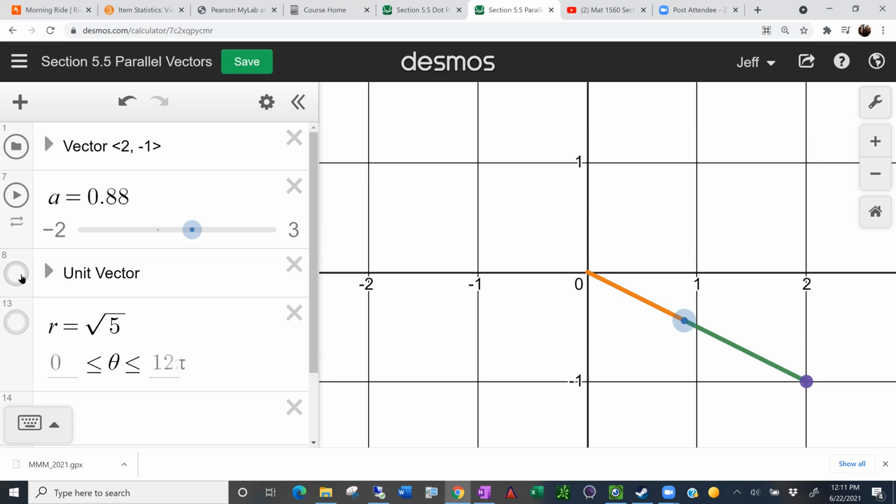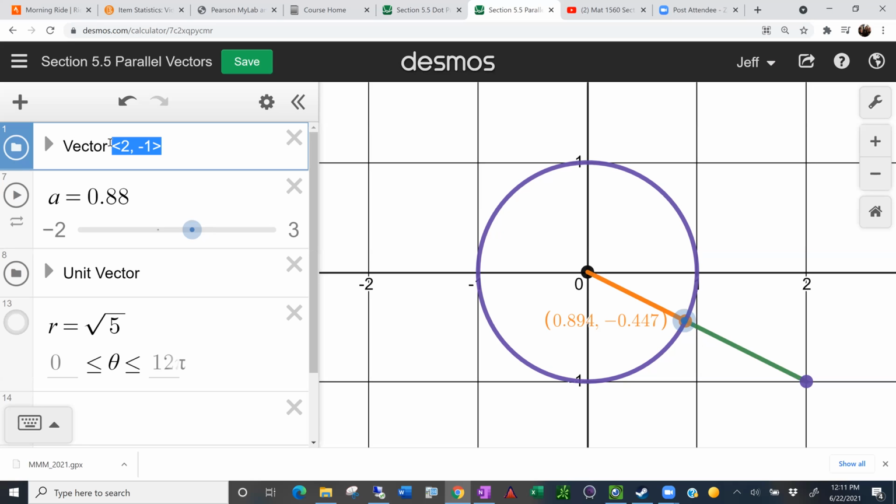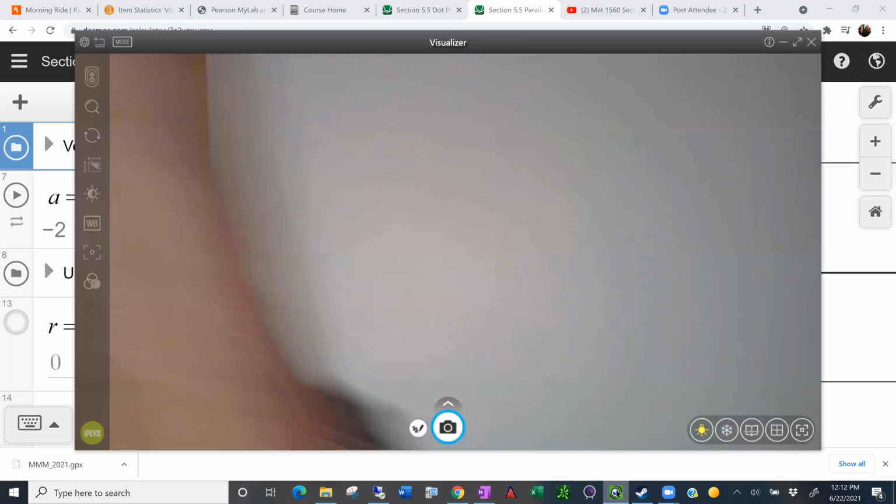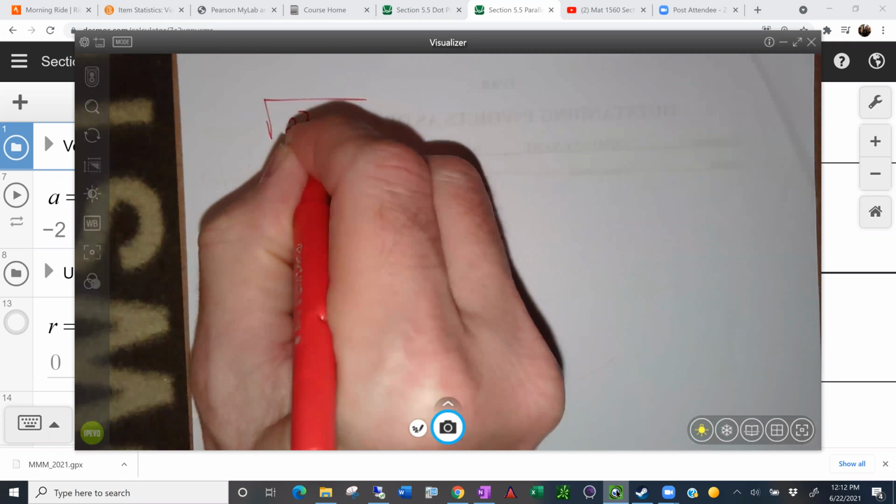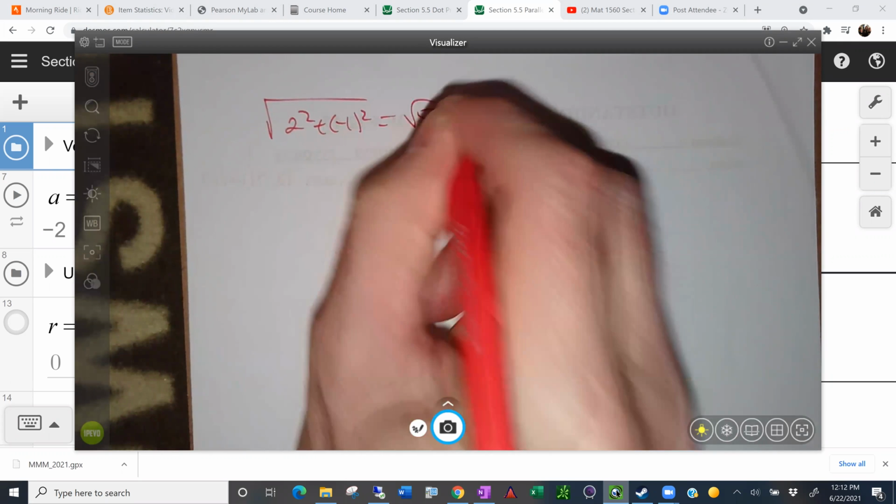So if I click this little circle here for unit vector, I can see that anything with a unit vector would have to lie in this circle. And in particular, right now I've got the unit vector that points in the same direction as the vector (2, -1). So they have the same direction, but different magnitudes. By the way, what's the magnitude of this vector? Can anyone figure that out real quick? What's the magnitude of (2, -1)? Square root of 5. Well done. So this is the square root of 2 squared plus -1 squared, which is square root of 5. Nice.